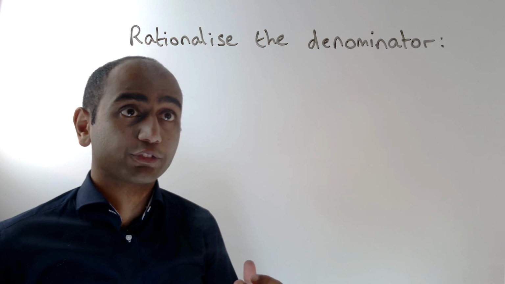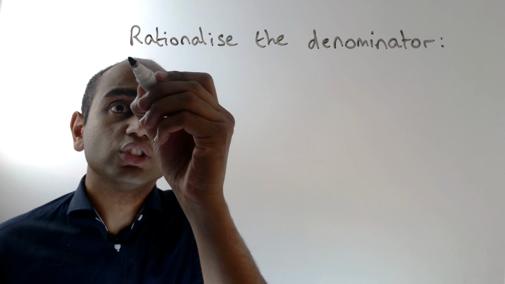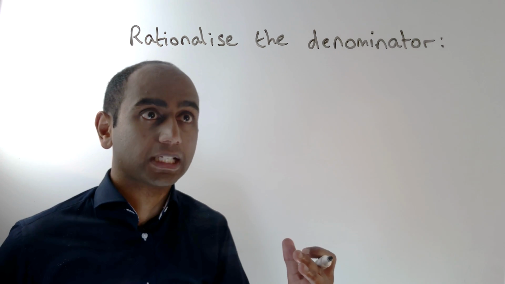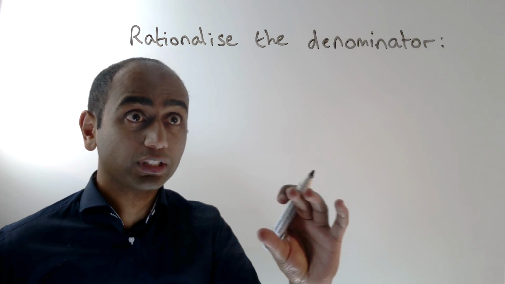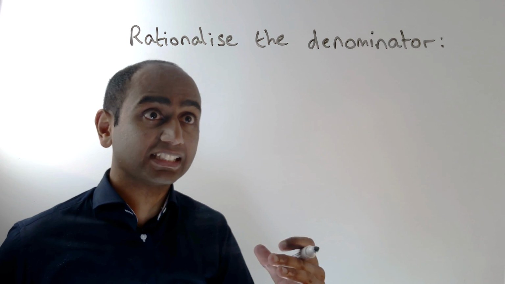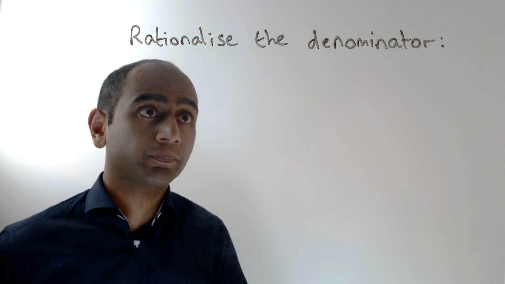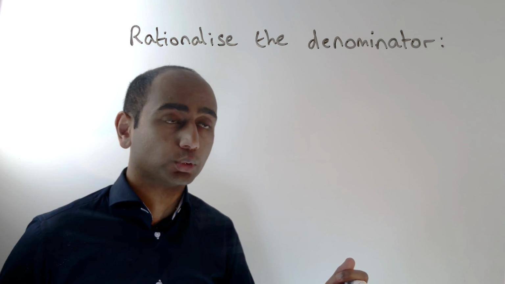In this lesson, we are looking at fractions where we've got a surd in the denominator. And what we want to do is rationalise the denominator. That means getting rid of the surd in the denominator. Remember, a surd is an irrational number. To be precise, it is an irrational root. Let's take a look at the first example.